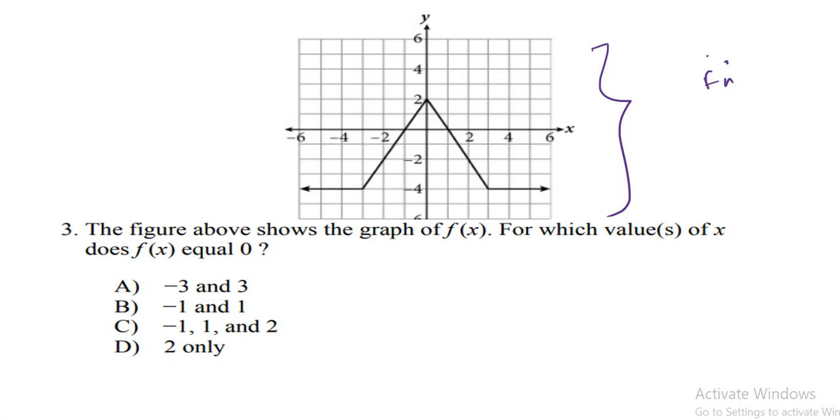When using function notation, f(x) is simply another way of saying y equals f(x). So this question is asking you to find the values of x for which y equals 0. f(x) equals 0 means y also equals 0. In other words, where the graph crosses the x-axis. This is the graph, and it crosses the x-axis at this point and this point. This horizontal line is the x-axis.